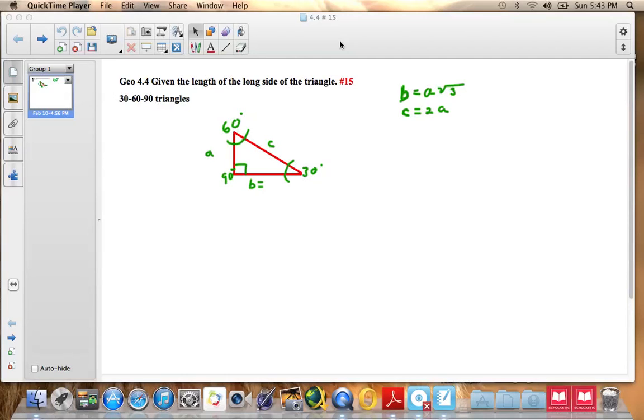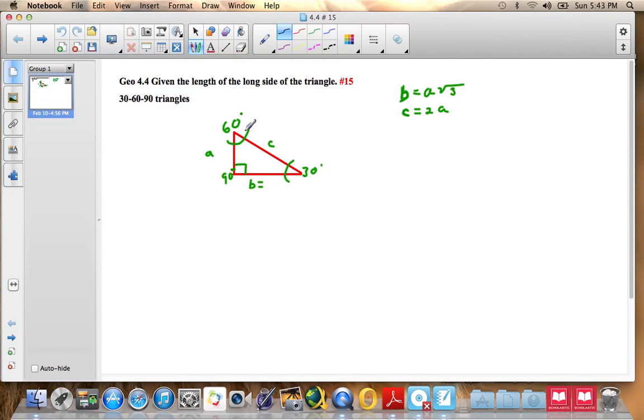Given the length of the long side. So the long side is going to be side B, right? Because C is the hypotenuse, A is the short side or short leg, and B is the long side or the long leg. So number 15 tells us that B is going to be equal to 12 miles.